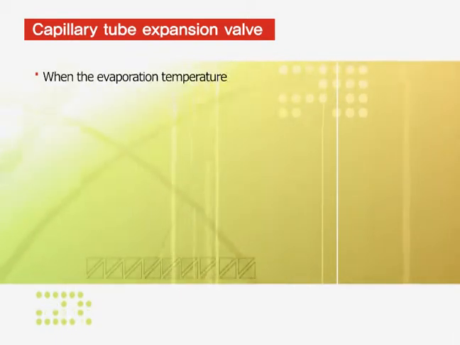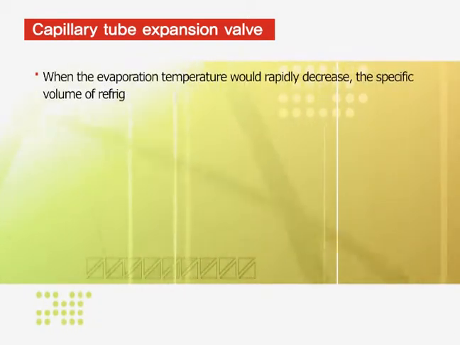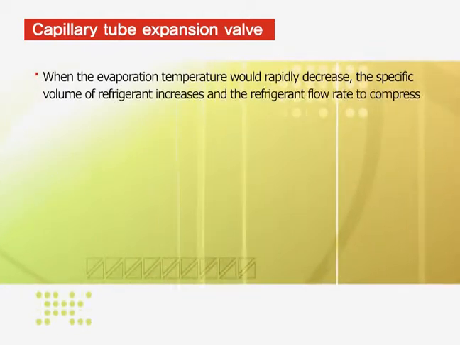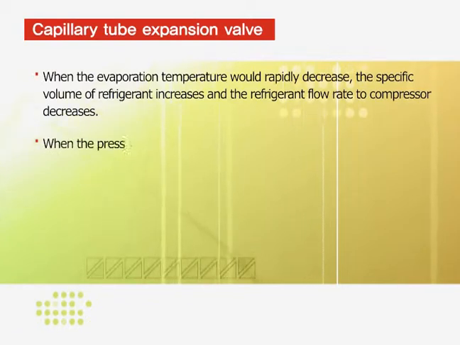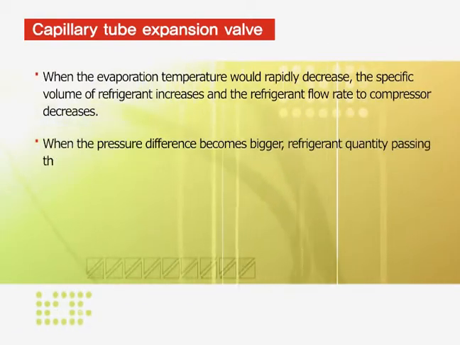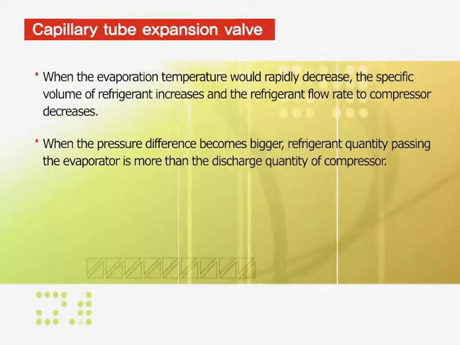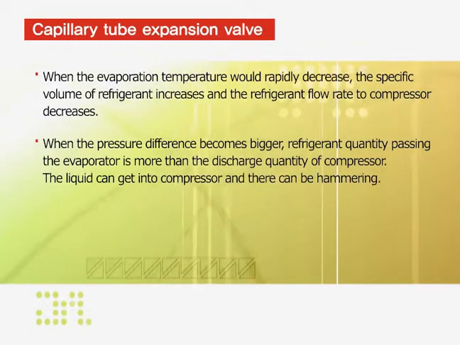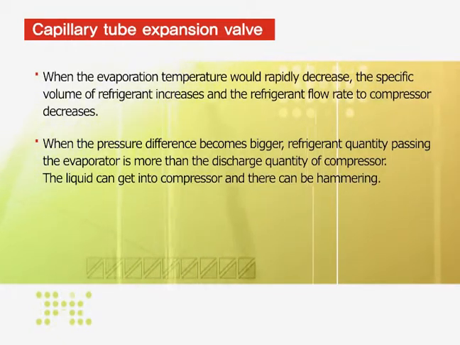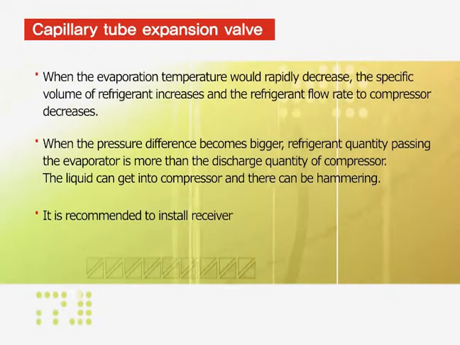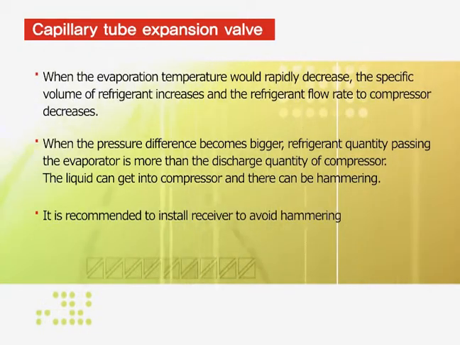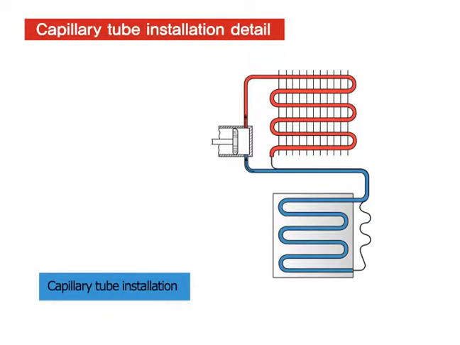When the evaporation temperature rapidly decreases, the specific volume of refrigerant increases and the refrigerant flow rate to the compressor decreases. When the pressure difference becomes bigger, the refrigerant quantity passing the evaporator is more than the discharge quantity of the compressor. The liquid can get into the compressor and there can be hammering. It is recommended to install a receiver to avoid hammering. Next figure is the capillary tube installation detail.